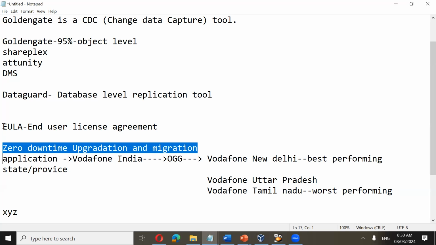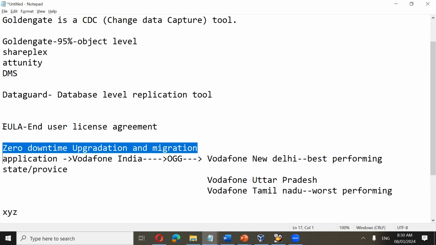In 2014, the big telecom company of the UK decided to upgrade their database from 11G to 12C. The database size was 40 terabytes. It wasn't big, and I was the one consulting and doing this. I suggested they use Oracle Goldengate, but because of licensing, they denied. At that time, there were some issues in the upgradation of the database.